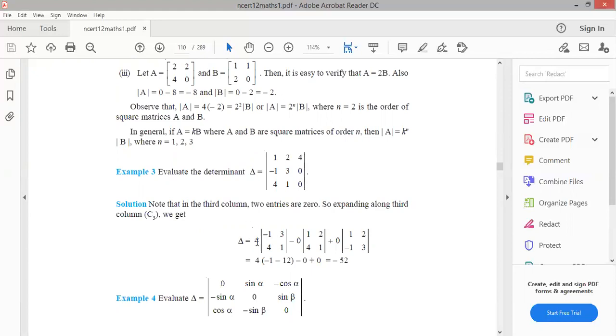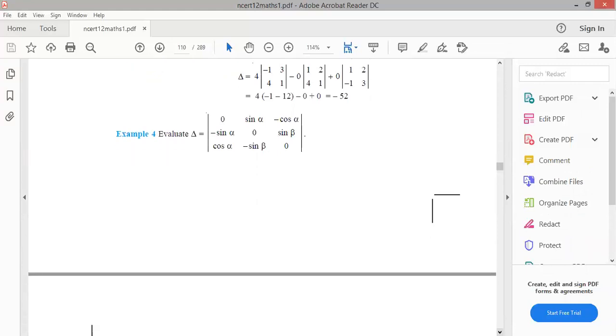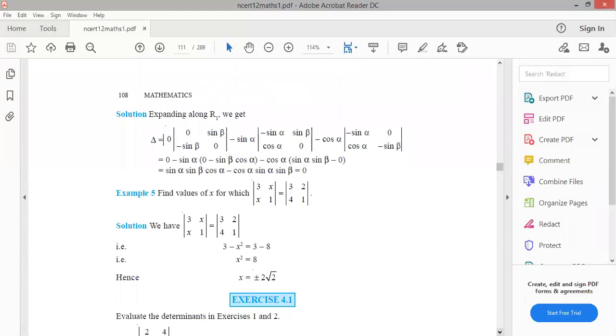So it is 4 into its submatrix, this one, this one, so -1, 3, 4, 1, and 0 into this submatrix and 0 into this submatrix. You will evaluate this and you will find the addition of all these three quantities is equal to the determinant of this matrix. Similarly, you can solve example number 4 in order to understand the concept, and example 5 as well. I hope you have got the concept.